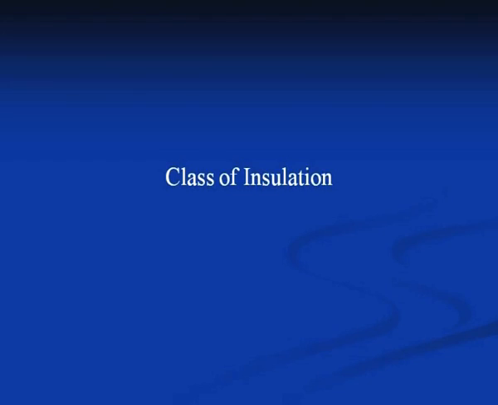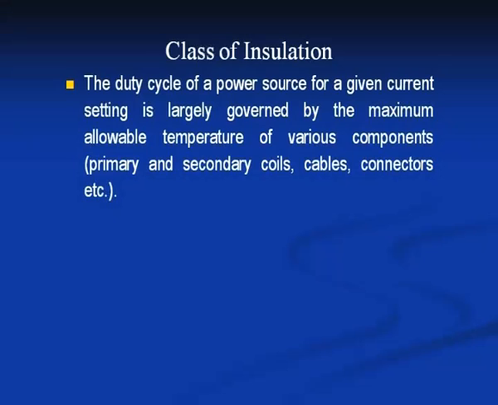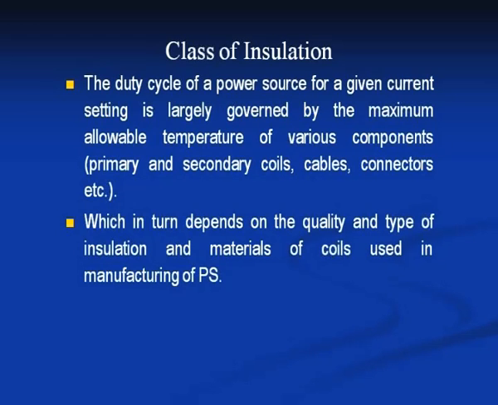The class of insulation is the sixth and last important characteristic of the power source. The duty cycle of any power source is governed by the class of insulation or the type of insulation which has been used. The duty cycle of a power source for a given current setting is largely governed by the maximum allowable temperature of the various components such as primary and secondary coils, cables, and the connectors, which in turn depends on the quality and the type of insulation and the material of the coils used in manufacturing of the power source.